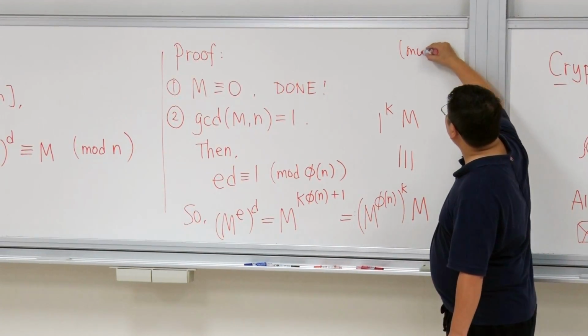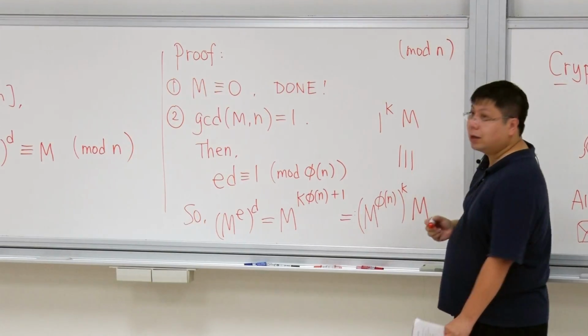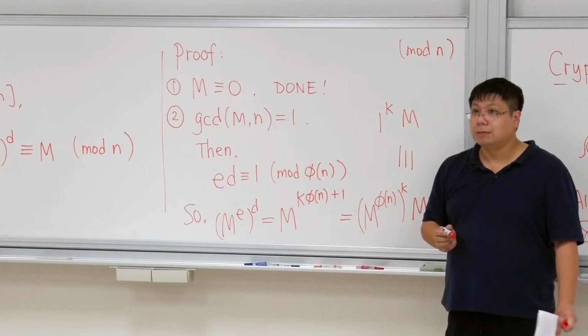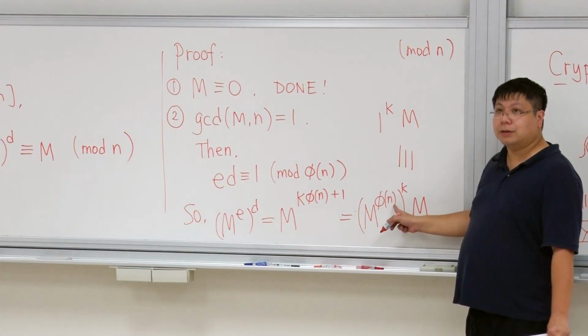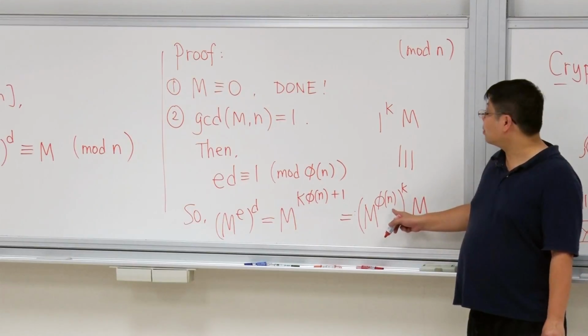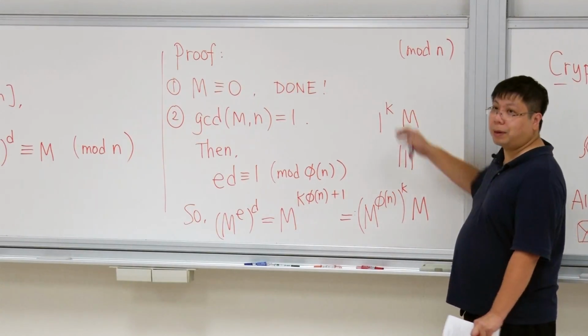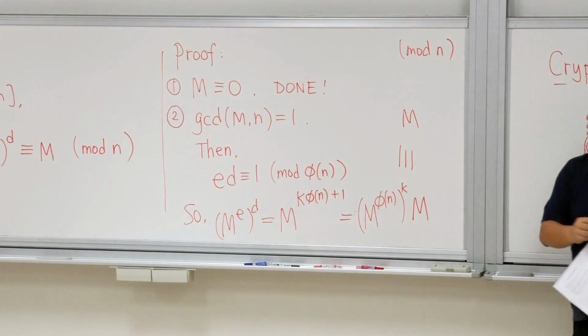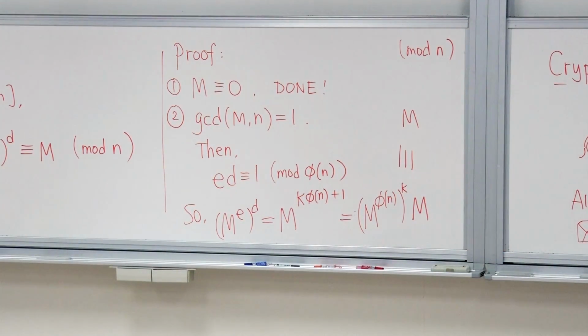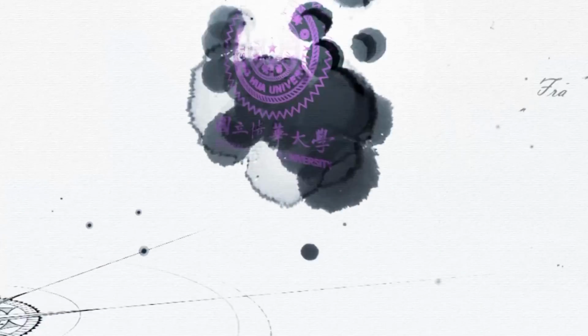We are talking about modulo N. Euler theorem: M to the power phi N is equal to 1 modulo N. So change it to 1. 1 to the power K we know is 1. So this is equal to M. Is that okay? Now there is one case that remains.